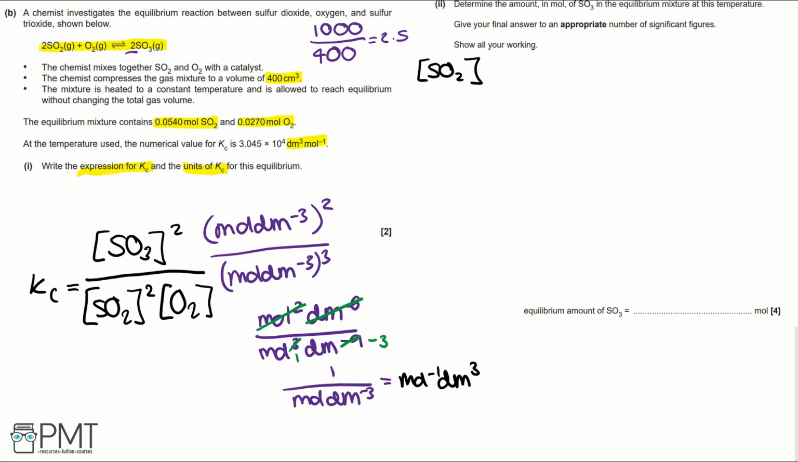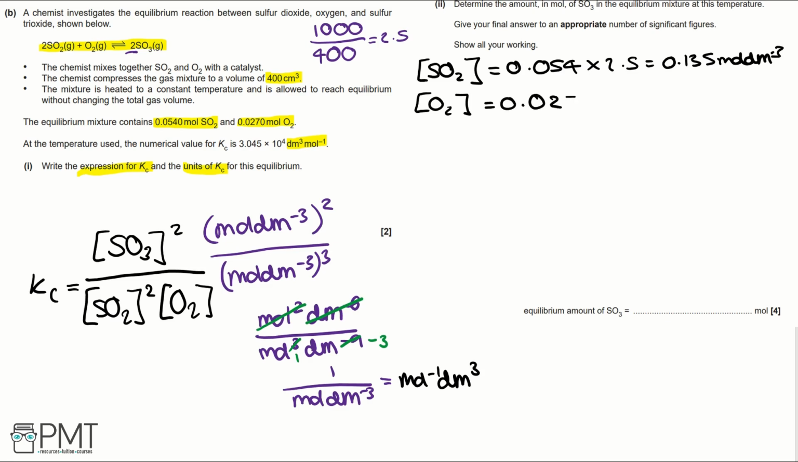The concentration of sulfur dioxide would be 0.054 times by 2.5, which gives us 0.135 moles per decimeter cubed. Same thing with oxygen. We take its moles, 0.027 times by 2.5 equals 0.0675 moles per decimeter cubed.